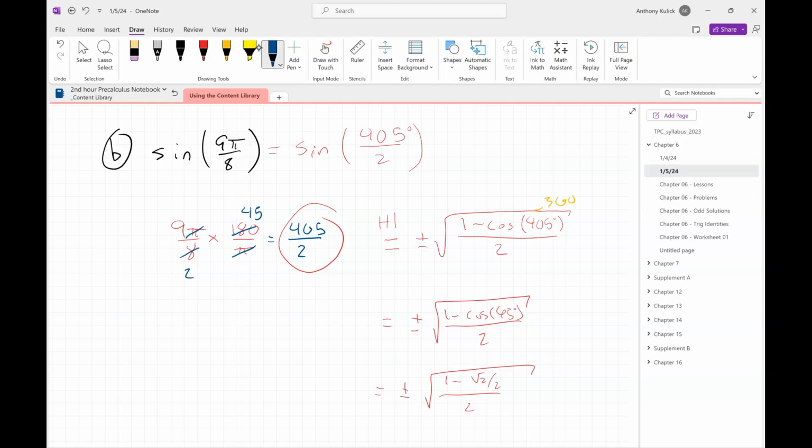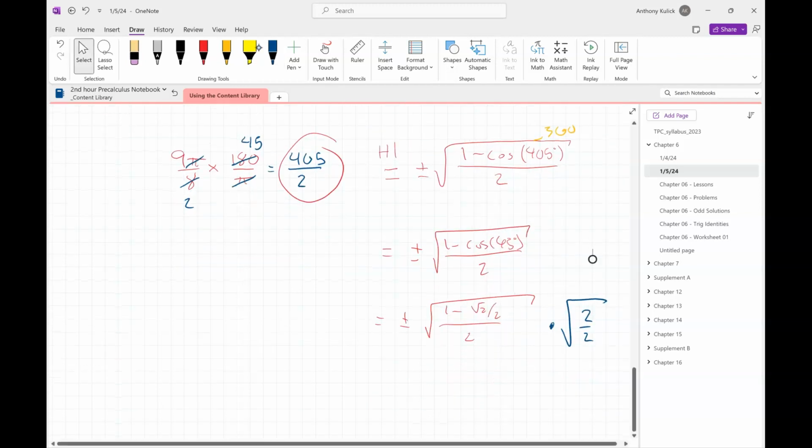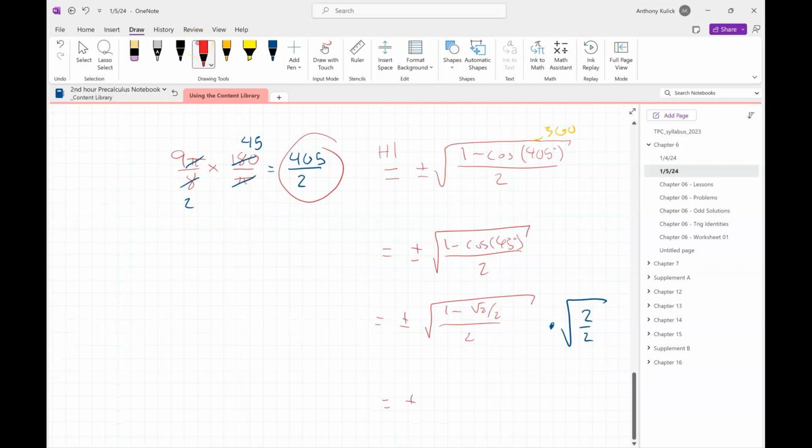Excellent. Root 2 over 2. We got that fraction inside a fraction thing. What do I got to do to take care of it? Yeah, multiply by root 2 over 2. It's going to be 2 minus root 2 over 4.